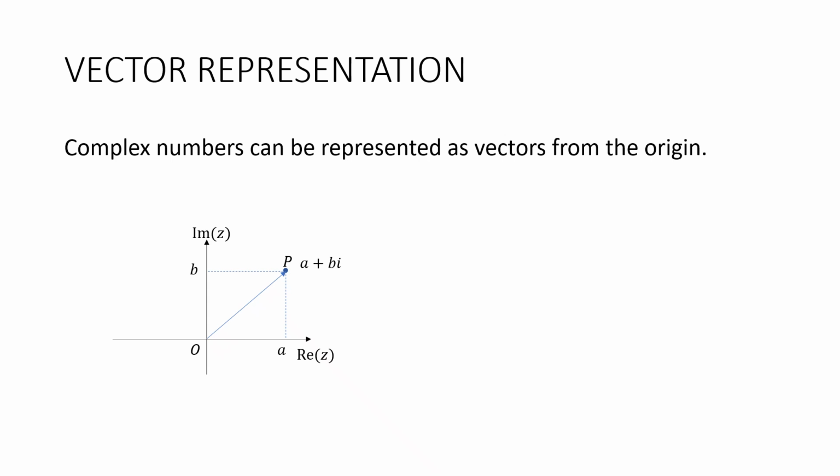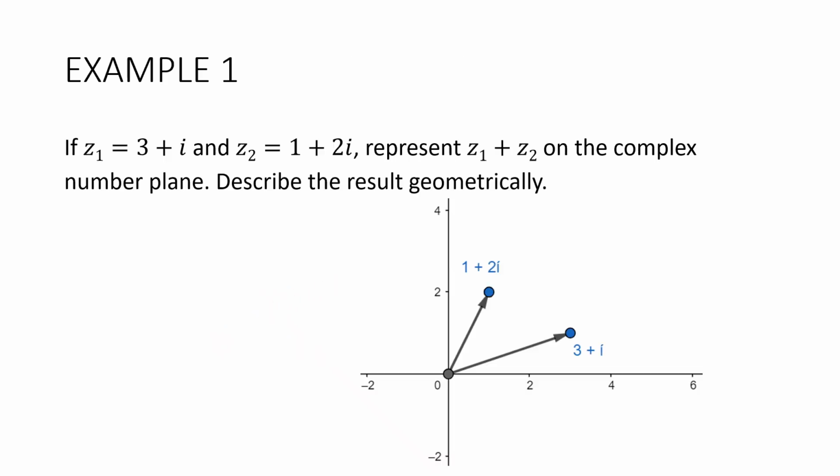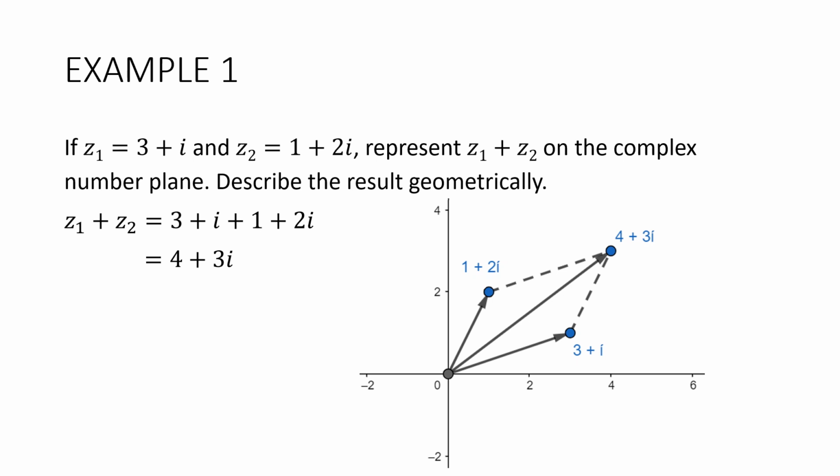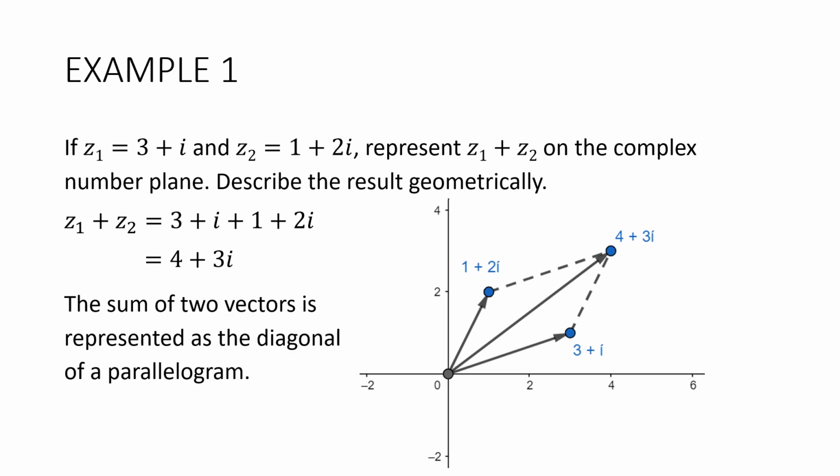Complex numbers can also be represented as vectors from the origin. So this complex number a + bi can be represented by the vector OP. Example 1: if z1 is equal to 3 + i and z2 is equal to 1 + 2i, represent z1 + z2 on the complex number plane and describe the result geometrically. So z1 + z2 is equal to 4 + 3i. When we plot that, we get the diagonal of a parallelogram.